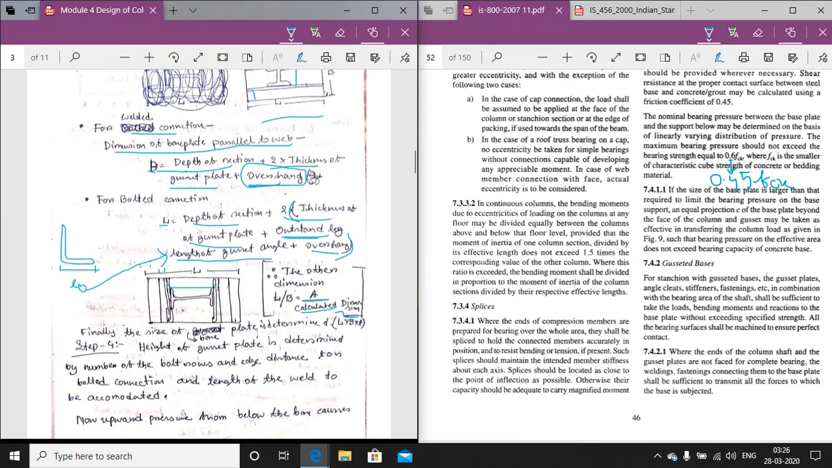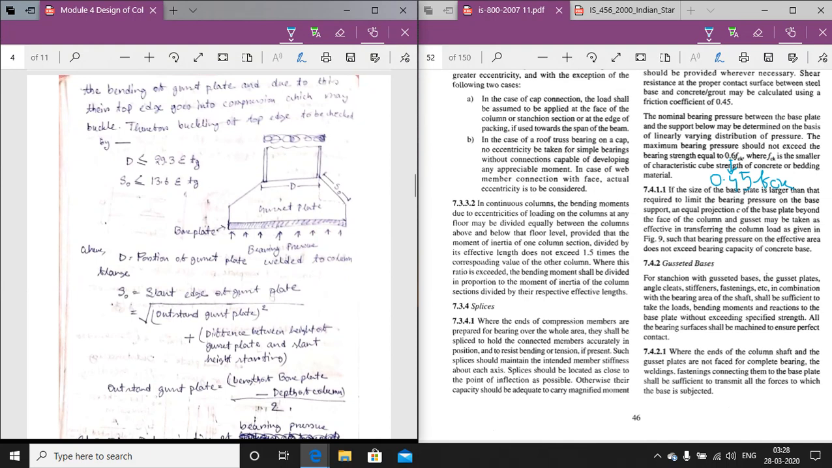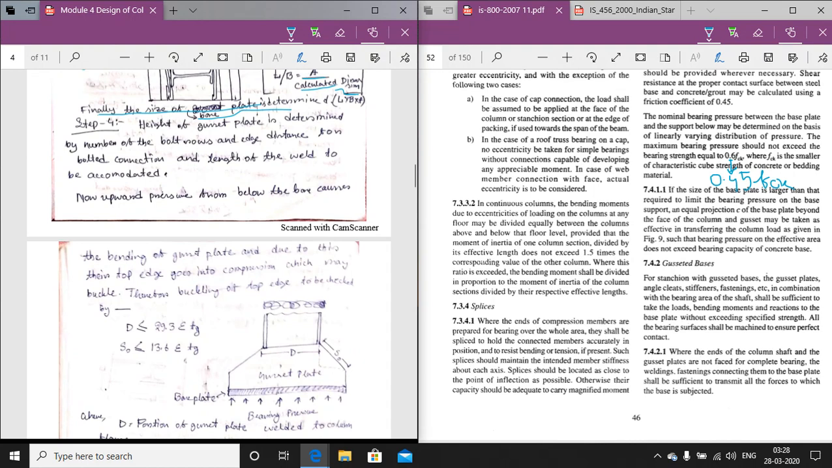Okay, finally from here the size of the base plate is determined. That means L and B, the dimension of the base plate, is determined. So our motto of the base plate design is to find that dimension and the thickness. So we have found the dimension, then we will go for the thickness. But before we find the thickness of the gusset plate, another important thing we have to find out in step 4 is the height.